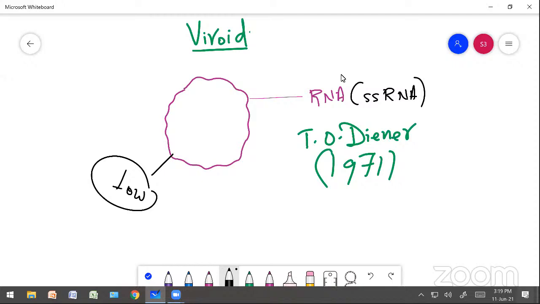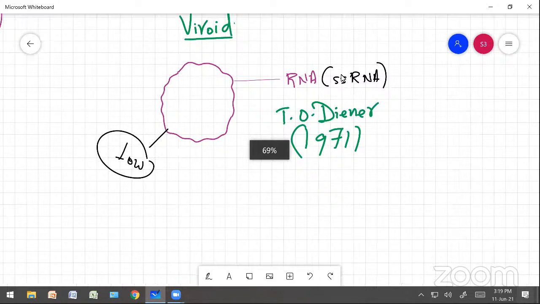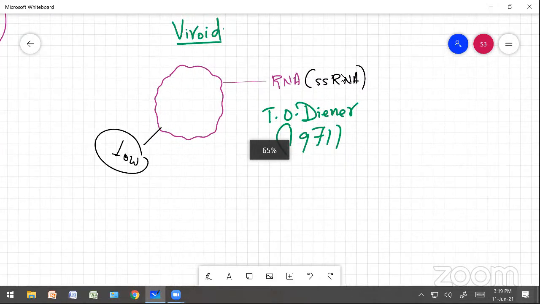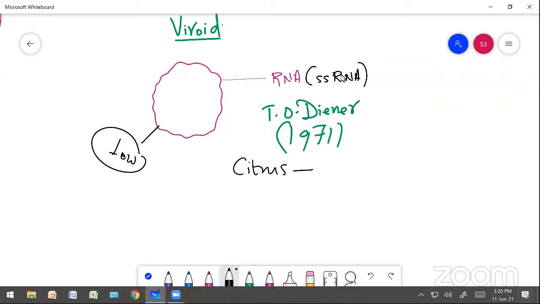So it is also able to cause some disease. It's not a virus, it's a virus particle. It's a viroid that encloses only single-stranded RNA. It is able to cause some diseases, for example in citrus, the citrus exocortis disease.